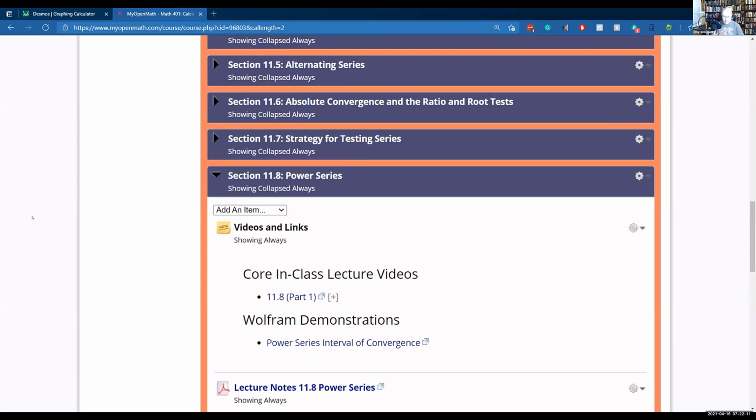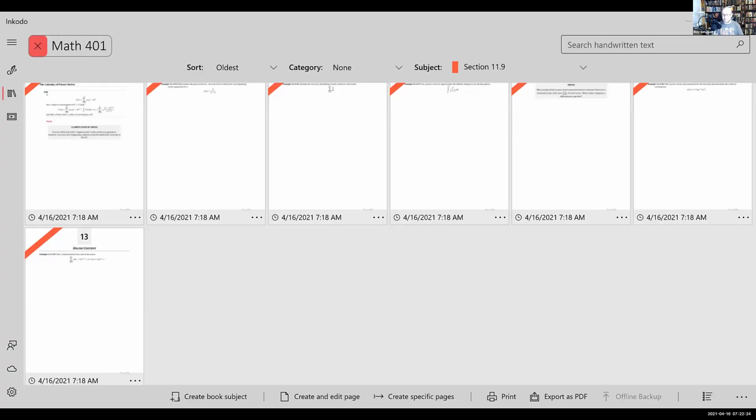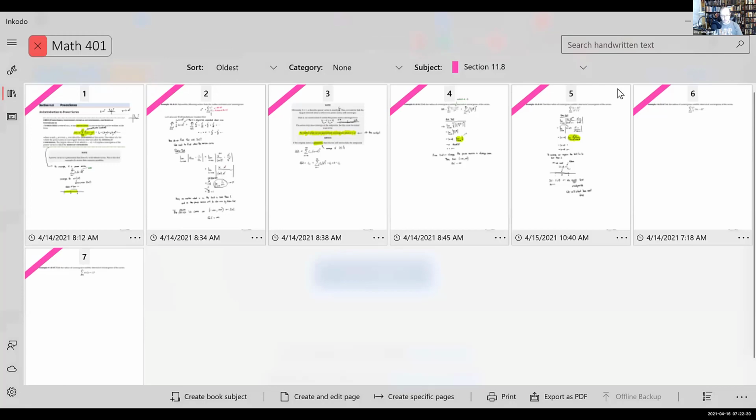So that all being said, let's go ahead and dive into the lecture. I have to actually go to section 11.8. I had just uploaded 11.9.